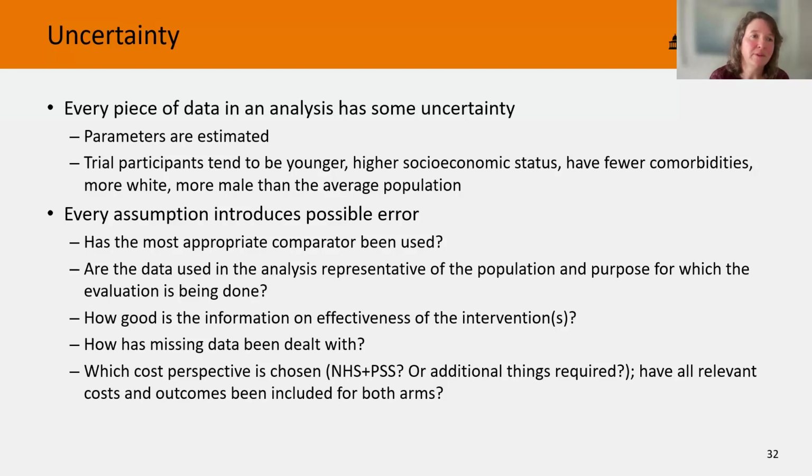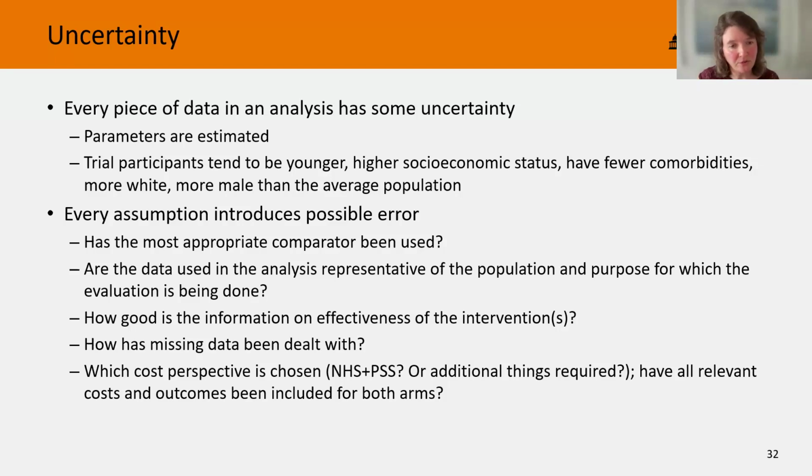Every assumption that we make introduces possible error. So have we used the right comparator? Are the data that we're using in our analysis representative of the population? Do we need to supplement the trial data in some way? How good is the information on effectiveness? Have we captured it properly? Was it the right measure? How have we dealt with missing data? What bias are we introducing in the way that we've dealt with missing data?